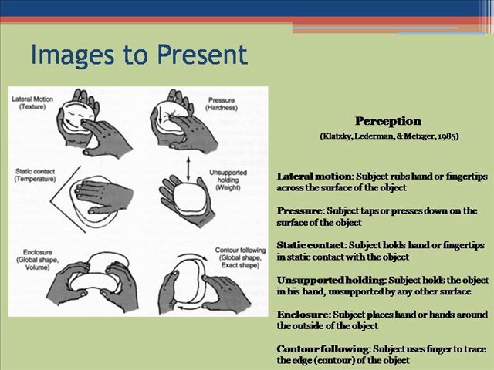The next method is unsupported holding. With this method, a subject holds an object in their hand and the object is unsupported by other surfaces. The next method is enclosure. With enclosure, a subject places their hand or hands around the outside of the object. The last method is contour following. With contour following, a subject uses their fingertips to trace the edges or contours of the object.